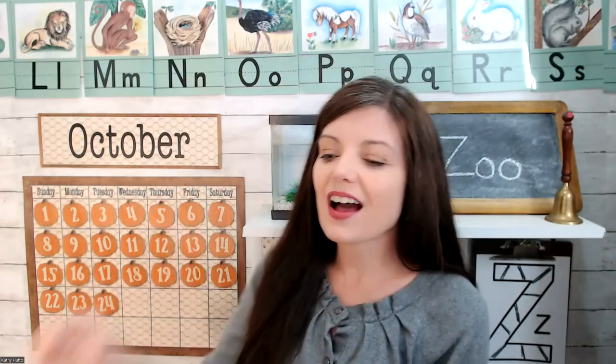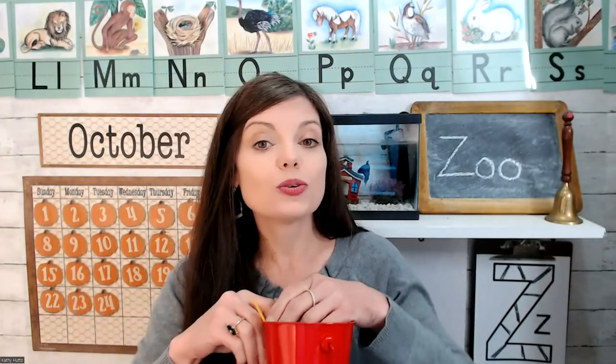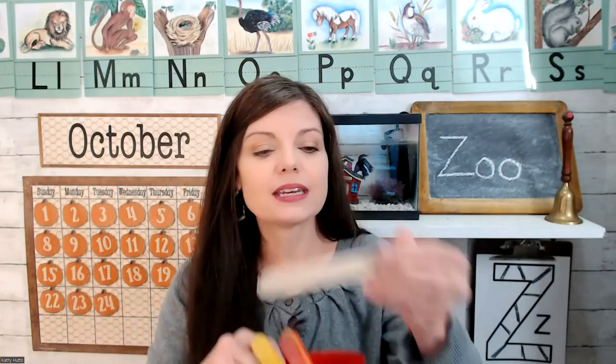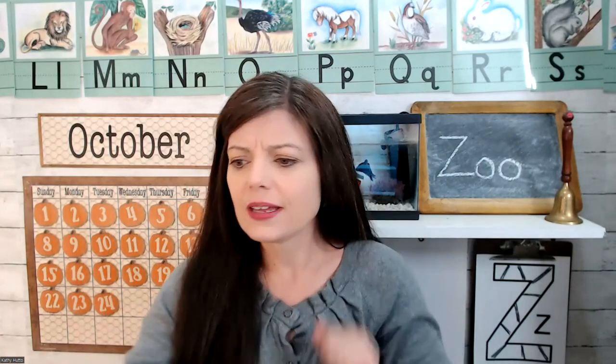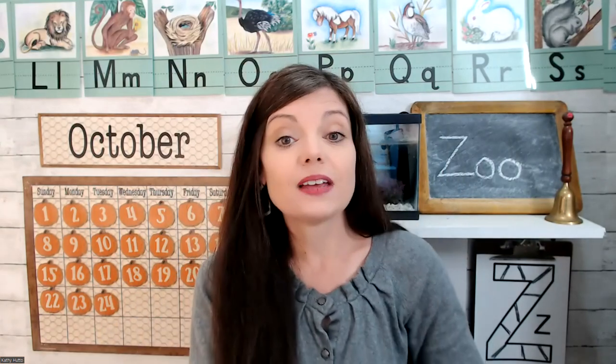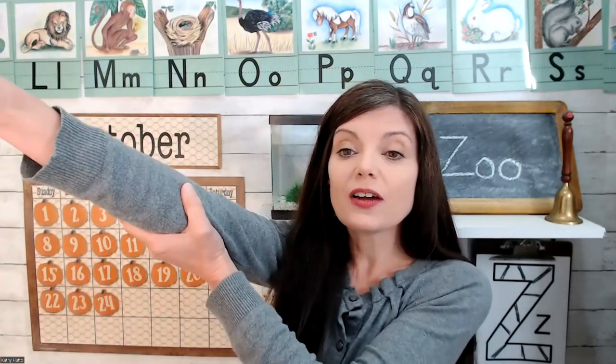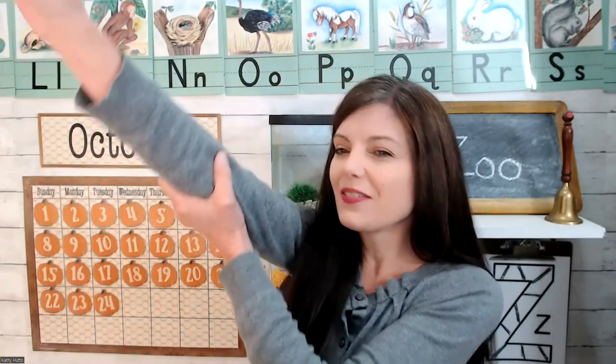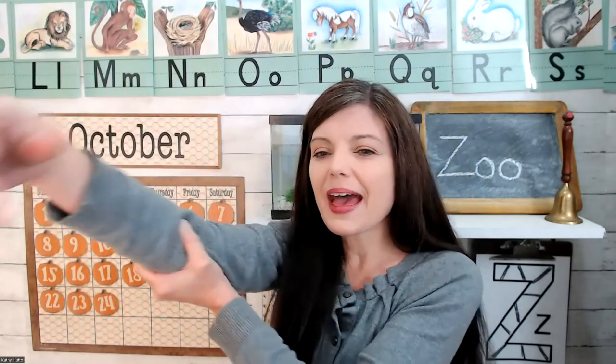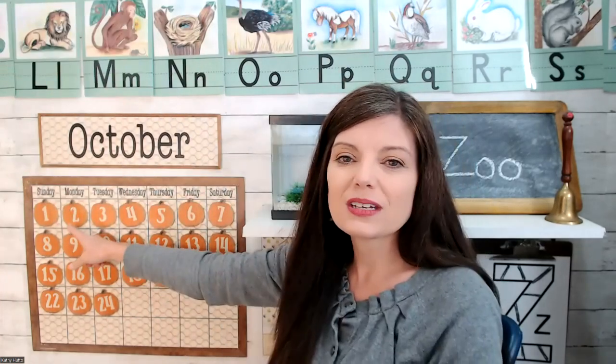The month is still October. Let's reach into our can and see how we're going to count today. It says elephant. An elephant can live at the zoo. Let's stretch out our arm and pretend that it's an elephant's trunk, and let's sway it back and forth as we count the numbers. Ready?